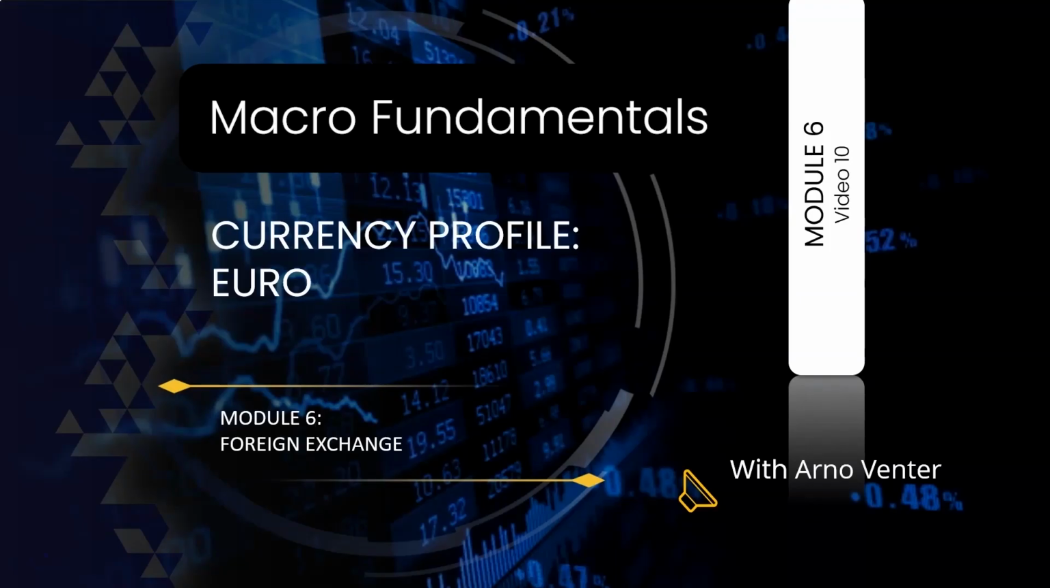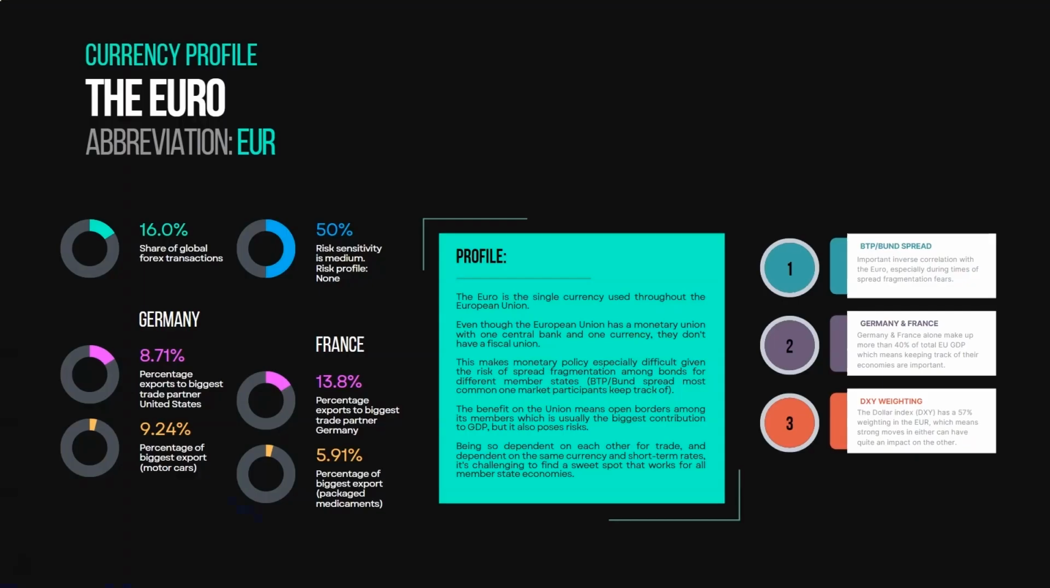In this video, we'll look at the currency profile for the euro. Now, the euro is the single currency used throughout the European Union. And even though the European Union has a monetary union, which means one central bank and one currency, they don't have a fiscal union. Now, this makes monetary policy especially difficult given the risk of things like spread fragmentation among bonds from different member states. We'll touch on that in a second.